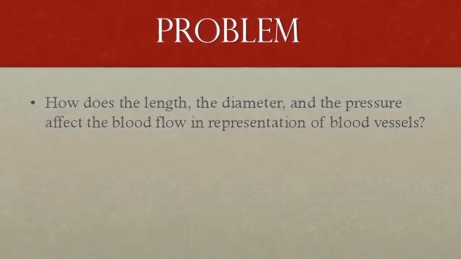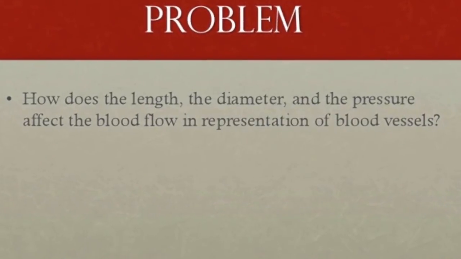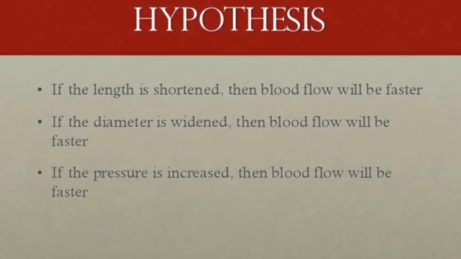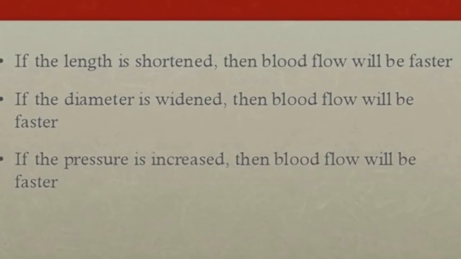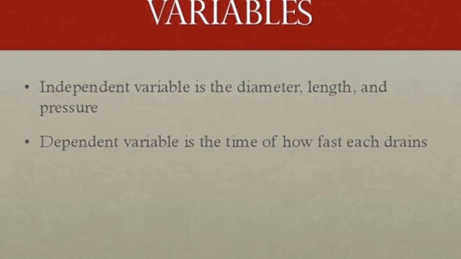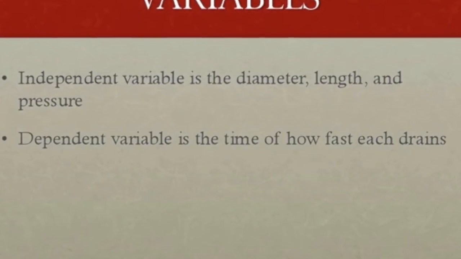How do the length, the diameter, and the pressure affect the blood flow in a representation of the blood vessels? If the length is shortened, the diameter is widened, and the pressure is increased, then blood flow will be faster. The independent variables are the diameter, length, and pressure. The dependent variable is the speed at which each drains.